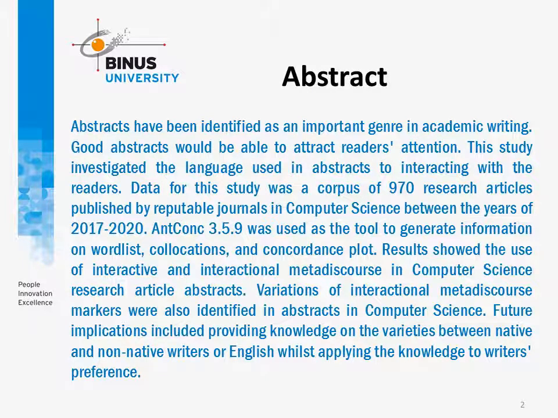The background of this study was the fact that abstracts have been identified as an important genre in academic writing. Good abstracts would be able to attract readers' attention. Therefore, the study investigated the language used in abstracts to interact with the readers. Results showed the use of interactive and interactional meta-discourse in computer science research article abstracts, and that there were variations of the use of these markers.